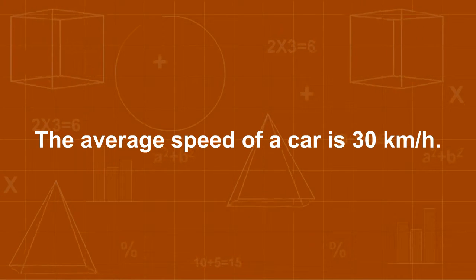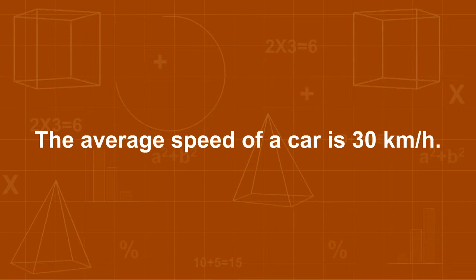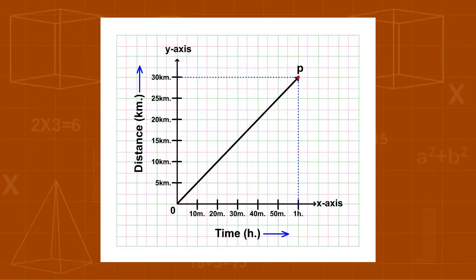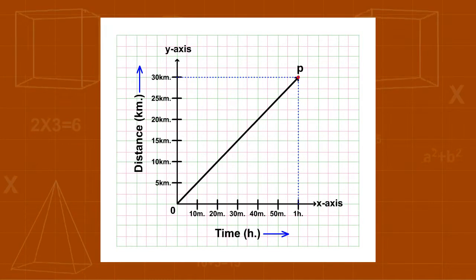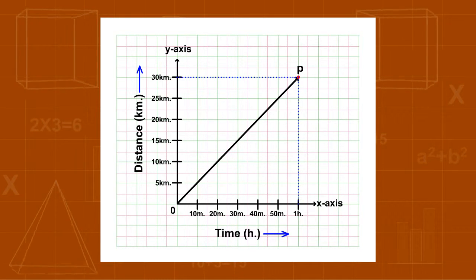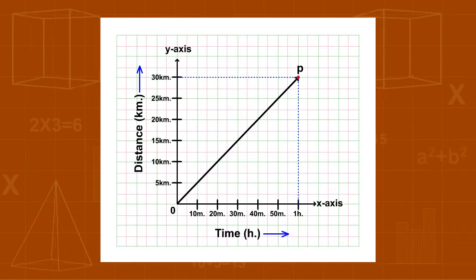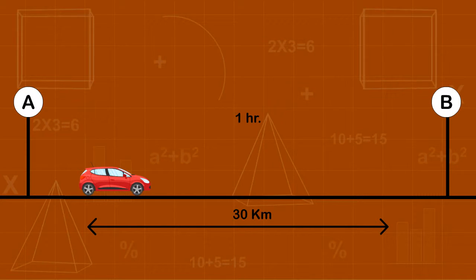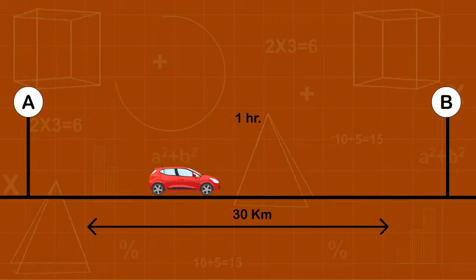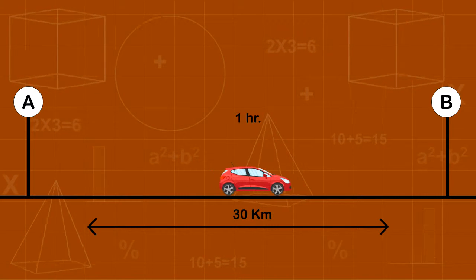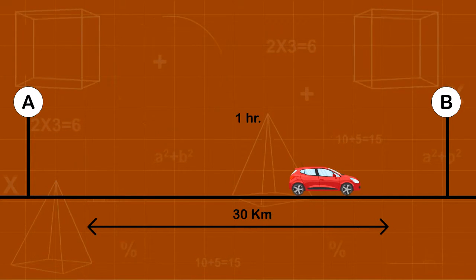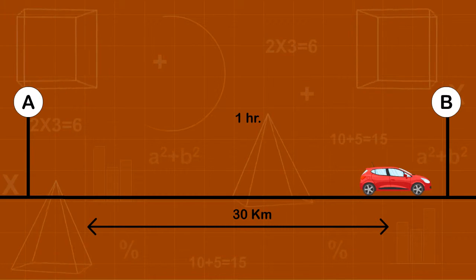The average speed of a car is 30 kilometers per hour. Plot a distance-time graph of the car. It is given that the average speed of the car is 30 kilometers per hour. We can calculate the amount of distance a car travels in a given amount of time by simply finding the product of the average speed and time.